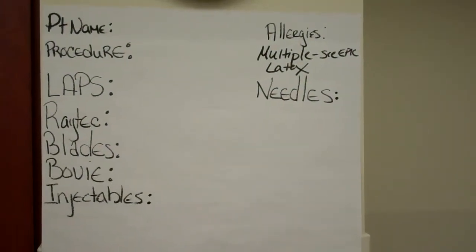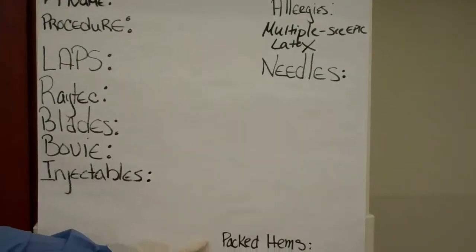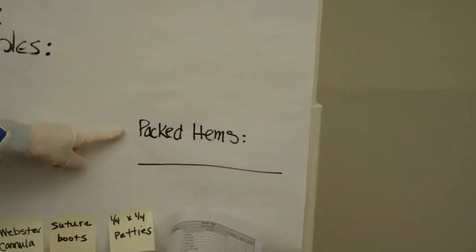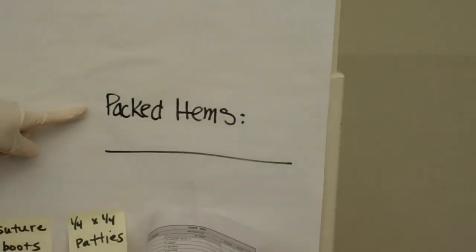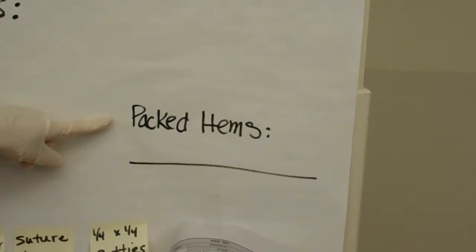Step 5. When an item is packed into any portion of the body, peritoneum, vagina, rectum, etc., the person packing the item should verbally notify the operative team. The team should confirm that it was heard.